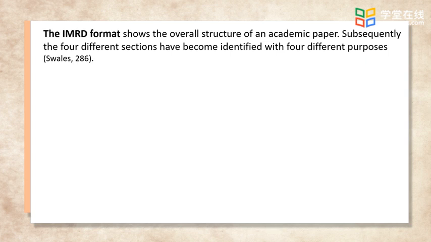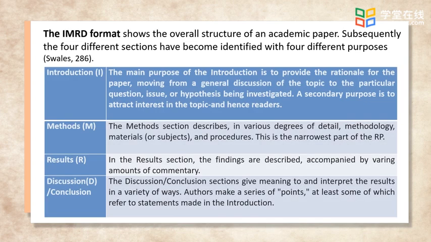The IMRD format, that is introduction, method, results, and discussion, shows the overall structure of an academic paper. Subsequently, the 4 different sections have become identified with 4 different purposes. The introduction aims at providing the rationale for the paper, moving from a general discussion of the topic to the particular question, issue, or hypothesis being investigated. Meanwhile, it serves to attract interest in the topic from readers.